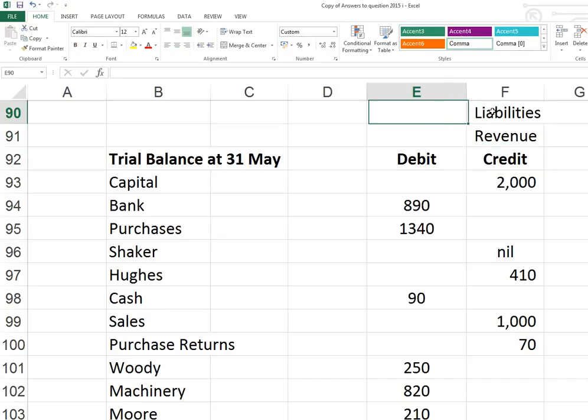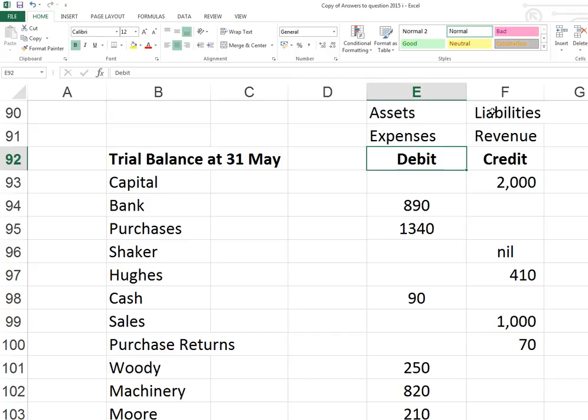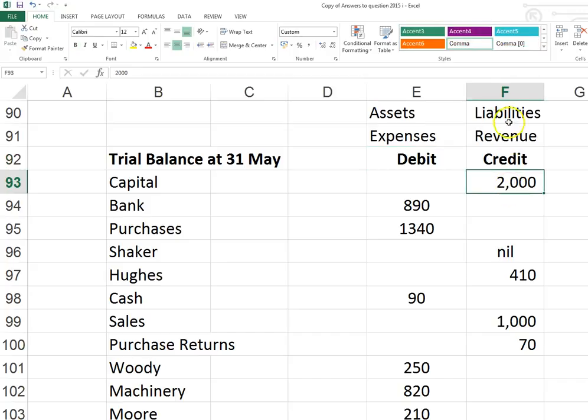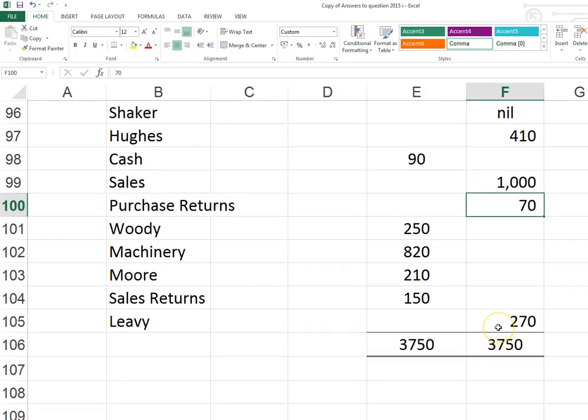The types of accounts you expect to see are liabilities and revenue, whereas on the debit side, you expect to see assets and expenses. Quickly on the credit side, capital is a type of liability because the business owes that back to the owner. Hughes is a liability, someone we bought goods off that we didn't pay yet. Sales is a revenue account. Purchase returns is kind of like a revenue account. It's reducing one of our expense accounts. And Levy is an accounts payable or a creditor, someone we owe money to.